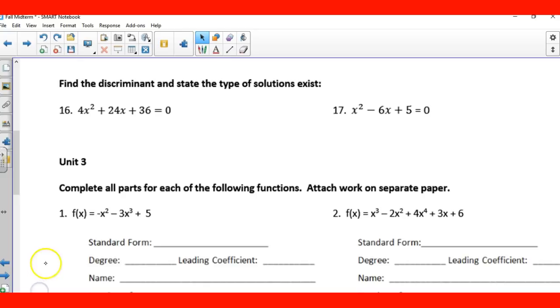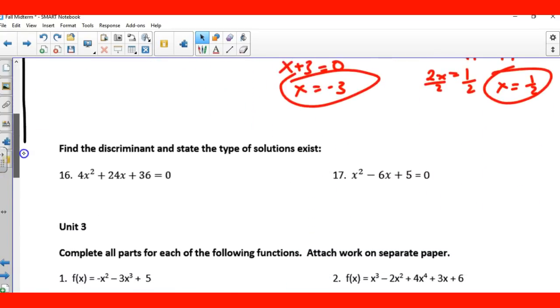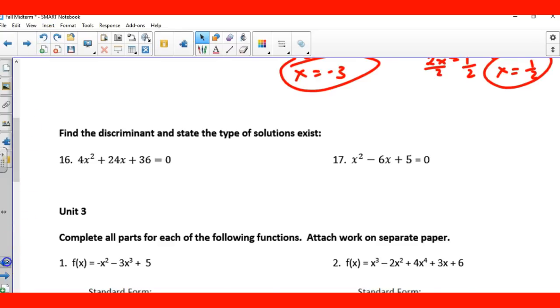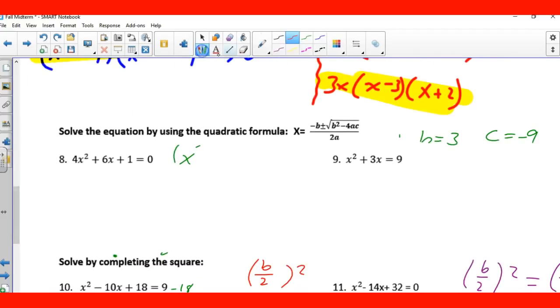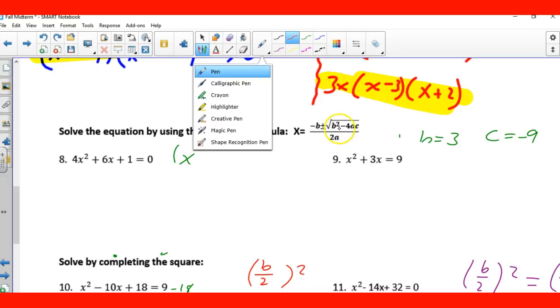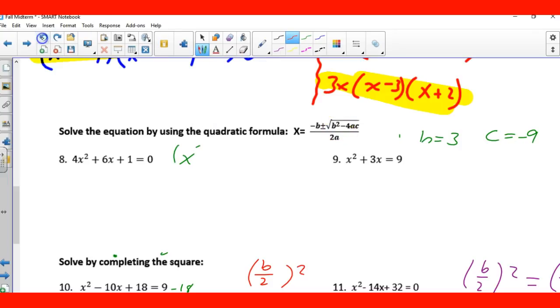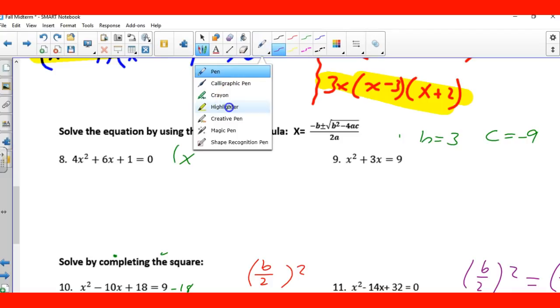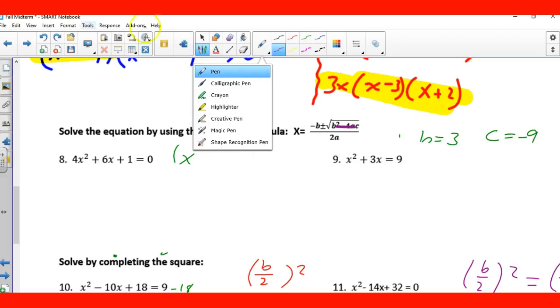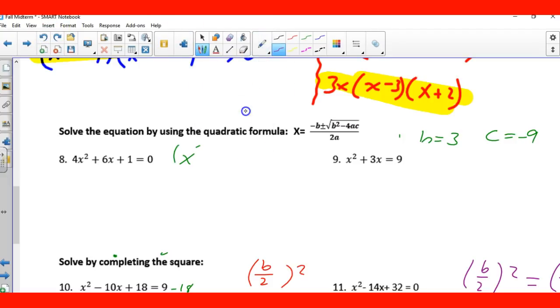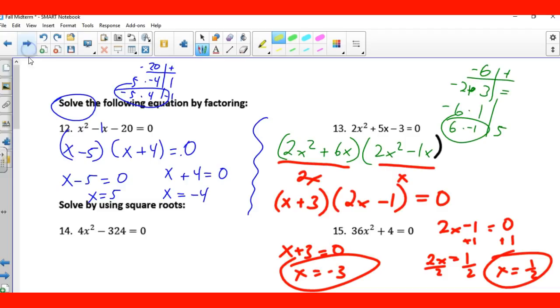Alright. Next, find the discriminant and talk about the type of solutions. Remember when you looked at the quadratic formula? Let me go back. Here's the quadratic formula right here. See that portion of it? Everything underneath the radical, b squared minus 4ac. I don't know why this won't click my highlighter, man. But anyway, b squared minus 4ac. That's what's important for the discriminant.